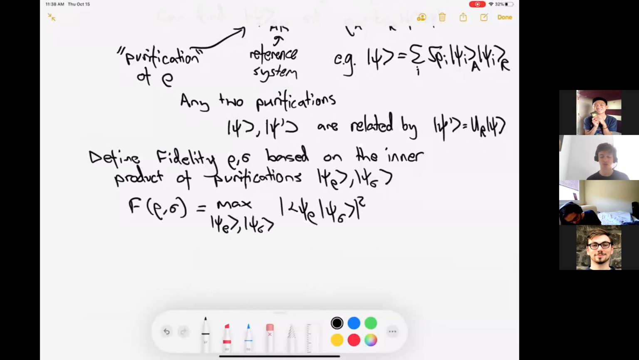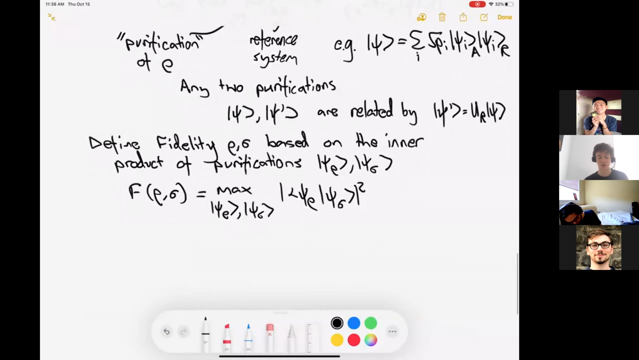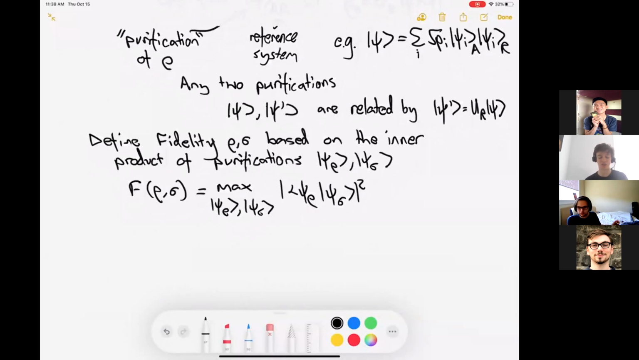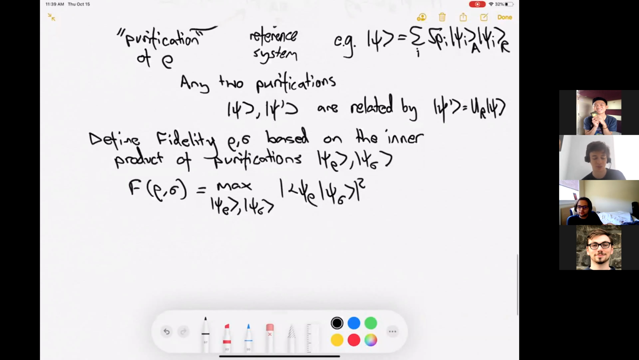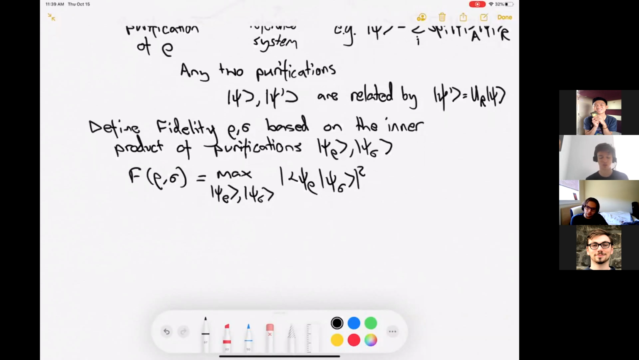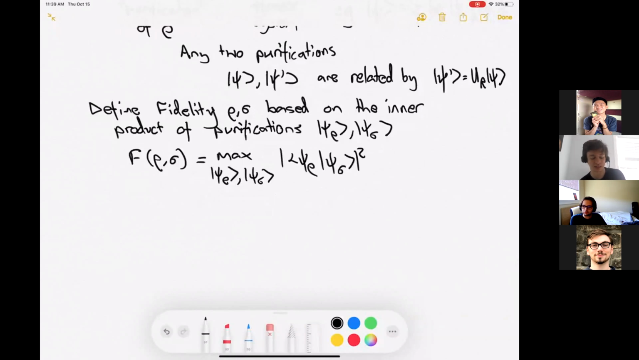Okay, so it's always possible, if you have a large enough reference system, to find two purifications that would be orthogonal, just because you can tensor in an extra 0 state for one of them and an extra 1 state for the other. But this maximum inner product is well defined. It's non-trivial. It's not always equal to 1. If rho is not equal to sigma, it actually can't be equal to 1. And this is a nice measure of how different rho and sigma are, that in some ways is worse than trace distance, and in some ways is better.